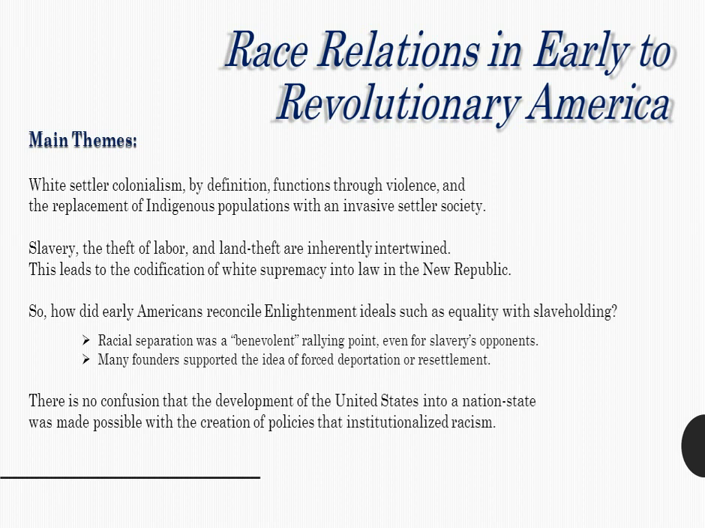Exploitation colonialism, for example, involves a small amount of colonists whose main objective is to profit from the colony's resources and then export them to the so-called mother country. Think of the British in India or the Belgians in the Congo. Settler colonialism, which happened across the entire Western Hemisphere and in places like Australia, functions through violence, replacing indigenous populations with an invasive settler society.